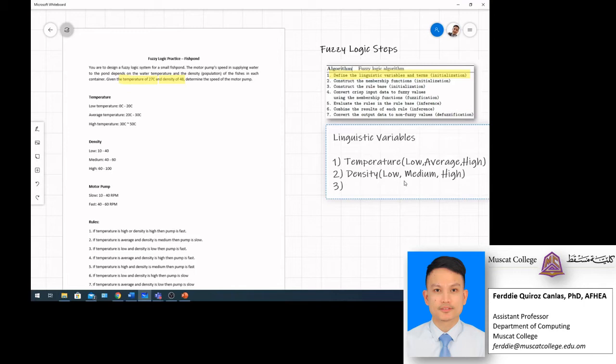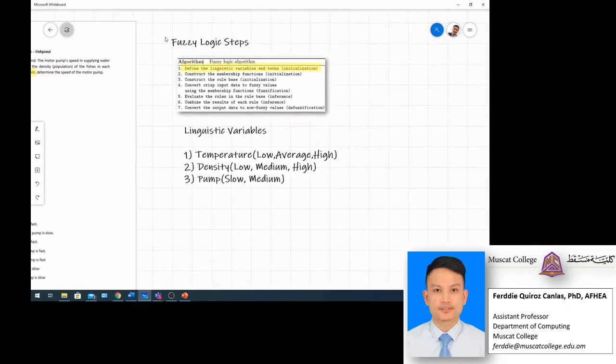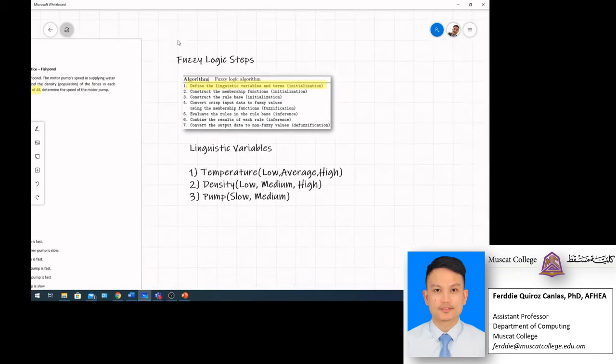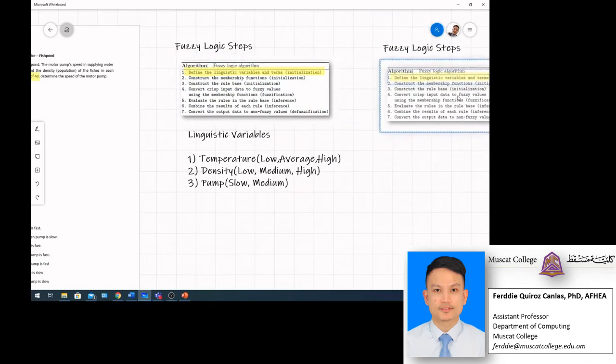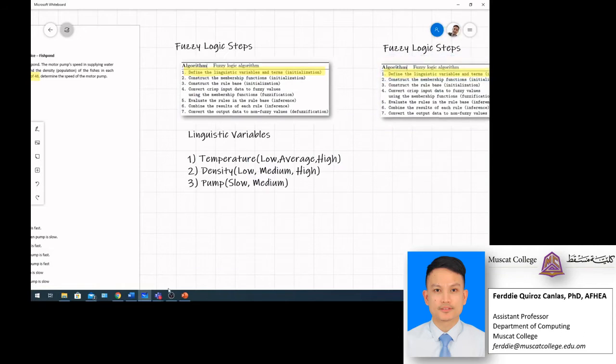And then for motor pump, I just have to write pump here, just to make it shorter. Pump, we have the following variables: slow and medium. Okay? So we're done with the linguistic variables. Let's proceed to the next step. Let me copy this again. So we'll now proceed to the next step.